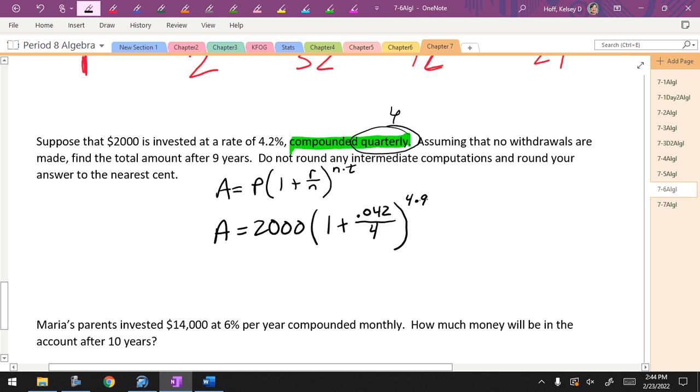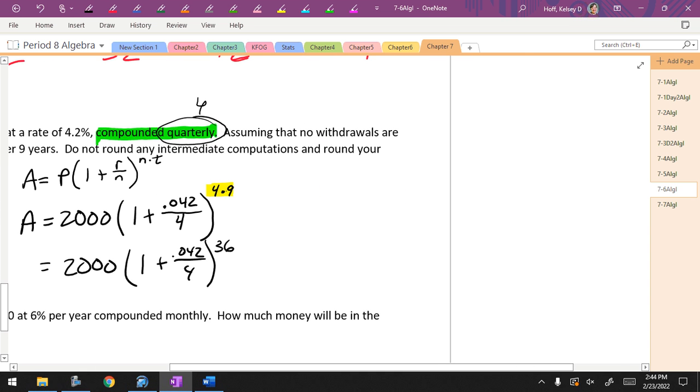Now part of this we're going to use in our calculator, but part of this we're going to simplify before we try to use our calculator. The one thing I would tell you is to do this first before you do any other calculator work. 2,000 times 1 plus 0.042 divided by 4 is really going to be raised to the 36th power. Okay, everyone grab your calculator. Because at this point, Miss Hoff isn't expecting intermediate work, which usually is weird. Usually I want you to show some stuff in here. This is all on the calculator.